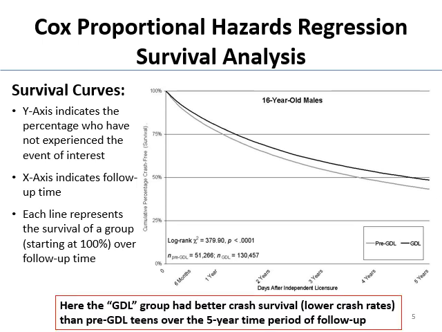So here, the GDL group, that is this group up top, that's the dark black line, they have better long-term survival, right? So a higher percentage of them remain crash-free all the way out to 5 years than the pre-GDL group. And that suggests that graduated driver's licensing stuff actually does a good job or a better job of keeping 16-year-old males from crashing.